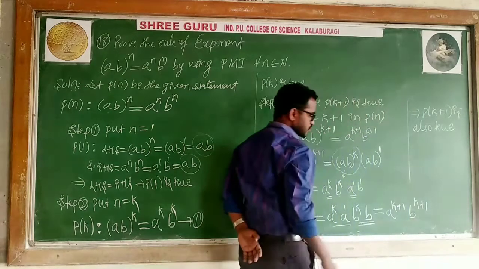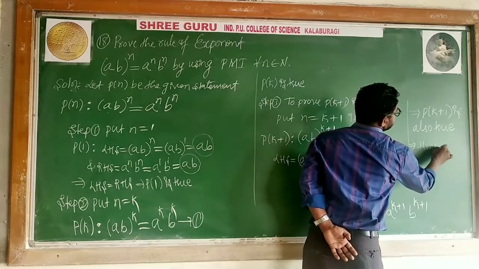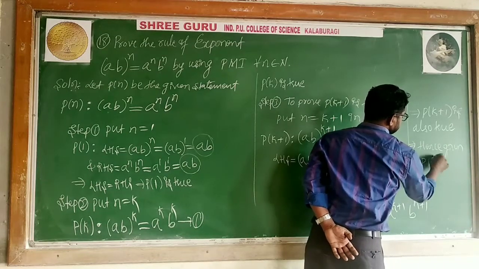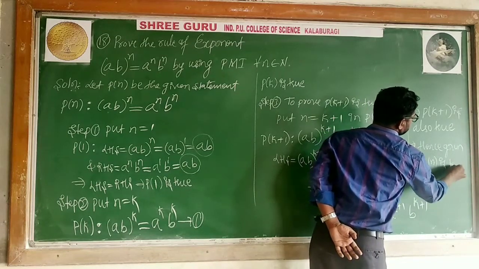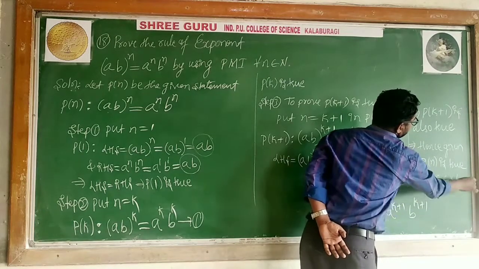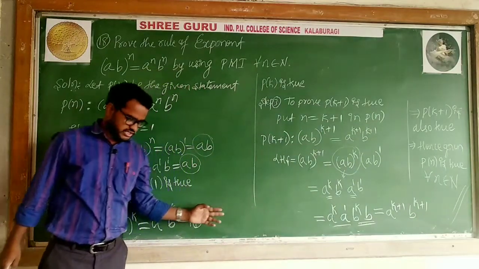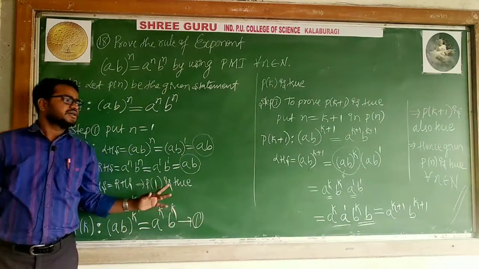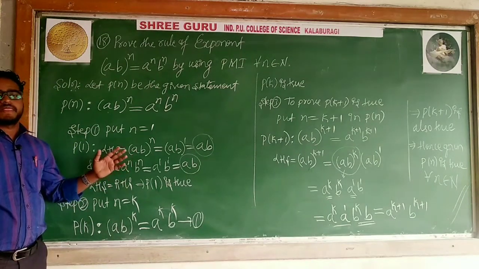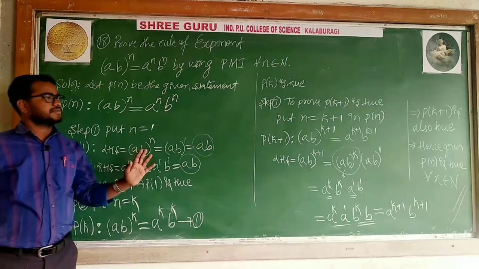It implies that P of k plus 1 is also true. Hence, given P of n is true for all natural numbers. Proved. It's a very simple problem, and from the exam point of view, I think you will get this in the exam also, because it is a focused problem.